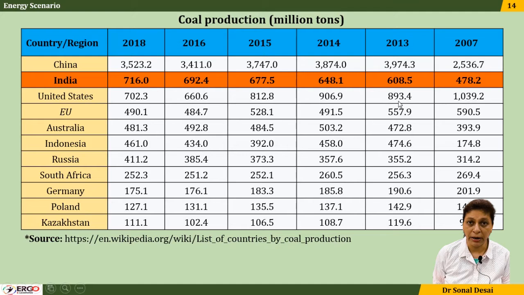So our dependency on coal is too high, hence we have higher coal consumption. Compared to that, other countries have developed other sources, both renewable and non-renewable. So their dependency on coal is gradually decreasing or remaining stable, while we are on a growth path of increasing coal consumption.